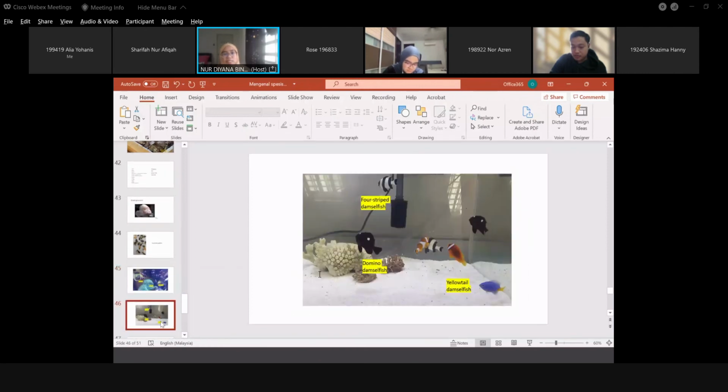So we had this in our lab last time. We had a few. So these are damsel fish. These are marine fish. Okay. So for damsel fish, look at the body is kind of the same, but the color is different. So these are four striped damsel fish, Dascyllus. This is a yellow tail damsel fish, right? These are clownfish. Okay.